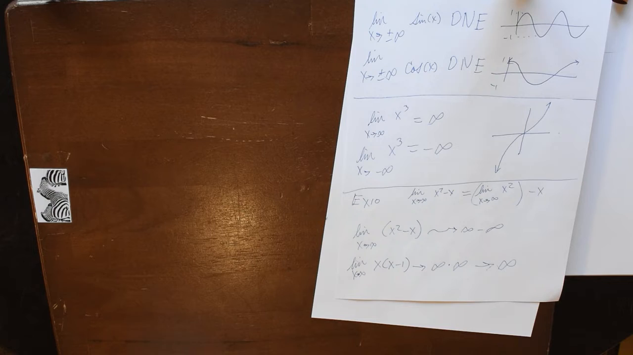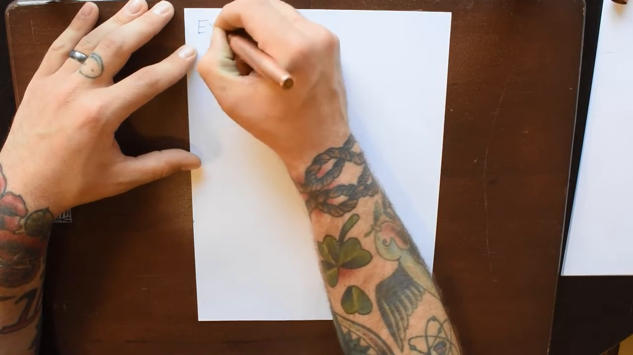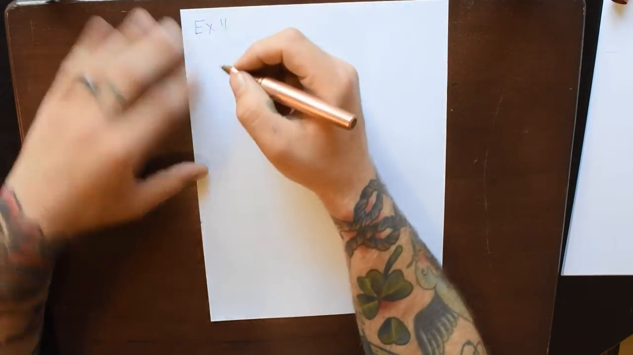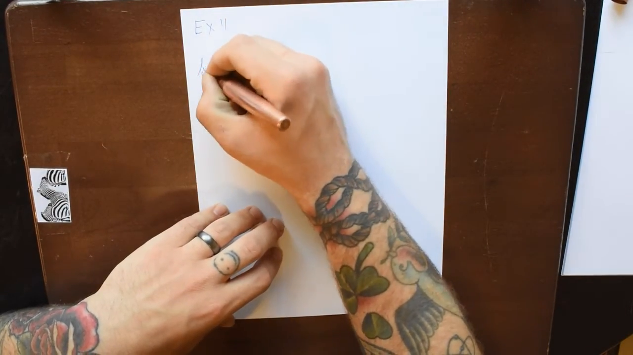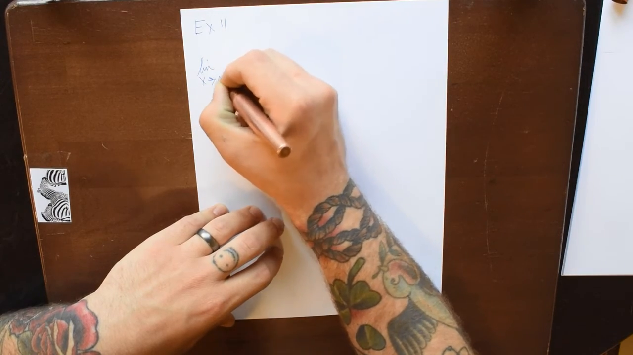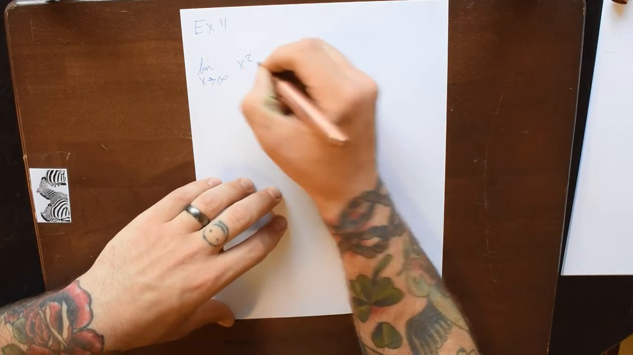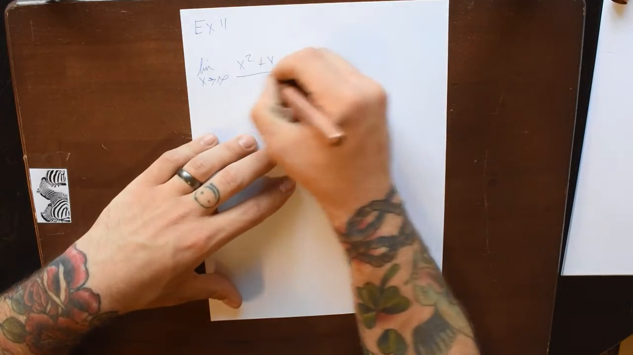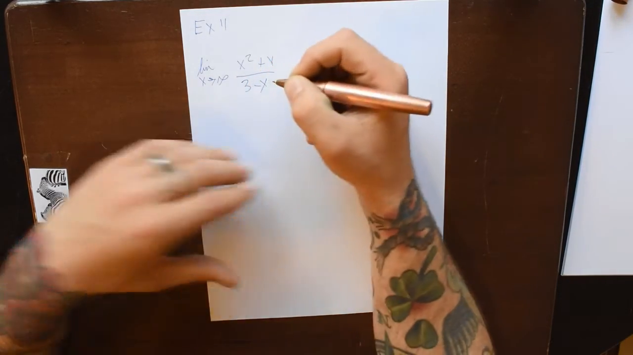Okay. Getting close. 2 more limits. Example 11: let's say we wanted to take the limit as x goes off to infinity of x squared plus x all over 3 minus x.